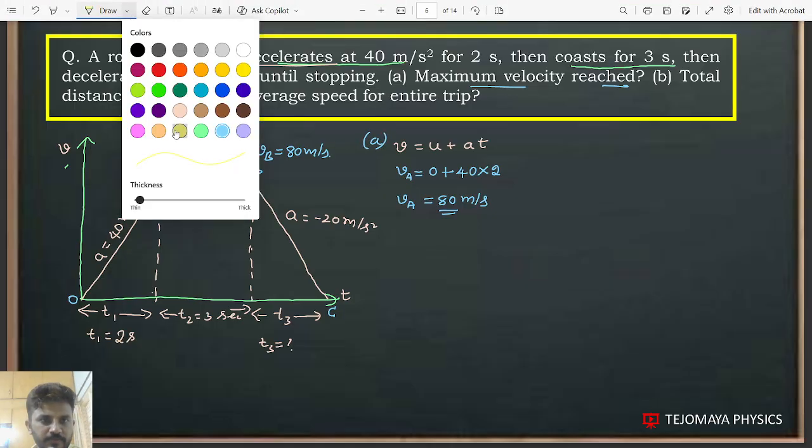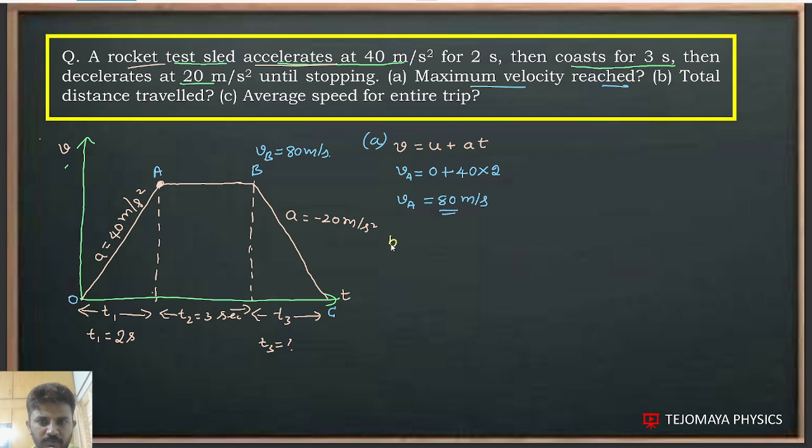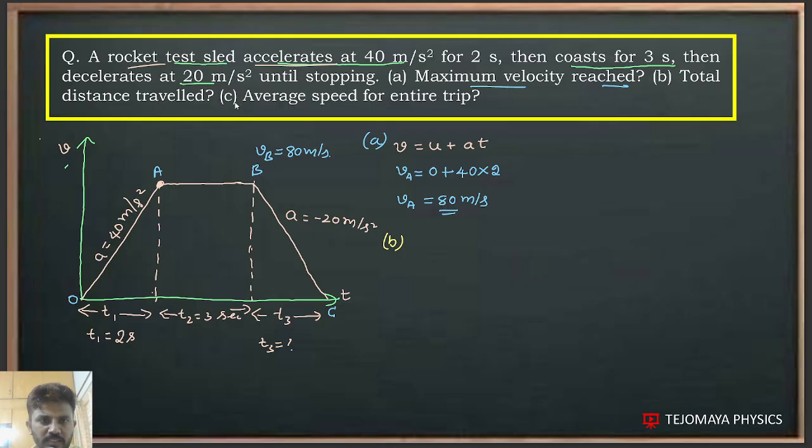Next, let me answer the second question. Total distance traveled. See, in a velocity time graph, total distance traveled is given by measuring the area under the graph. But before that, we need this T3. So to calculate average speed for the entire trip, first I will calculate T3 separately. That is VC, final velocity, is equal to VB plus A2 into T. Let's consider this is A2, this is A1.